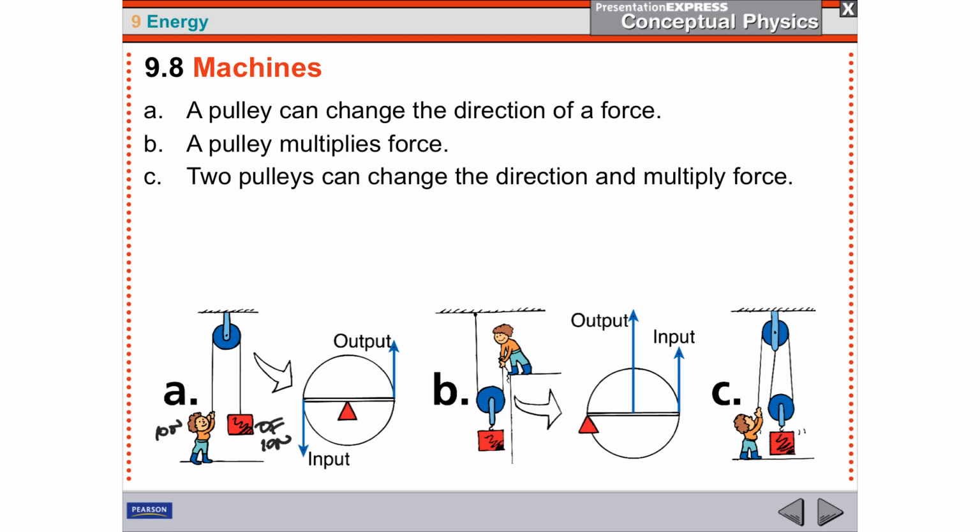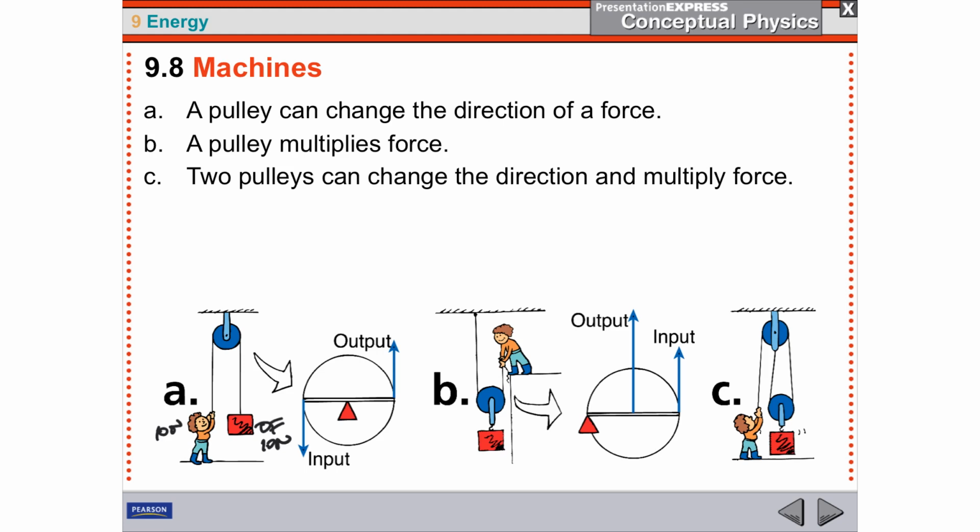Likewise, you can do a pulley as in B, where the output force and the input force are in the same direction, so that you're lifting a box attached to a pulley and then you can lift it that way. That may be what you're wanting.